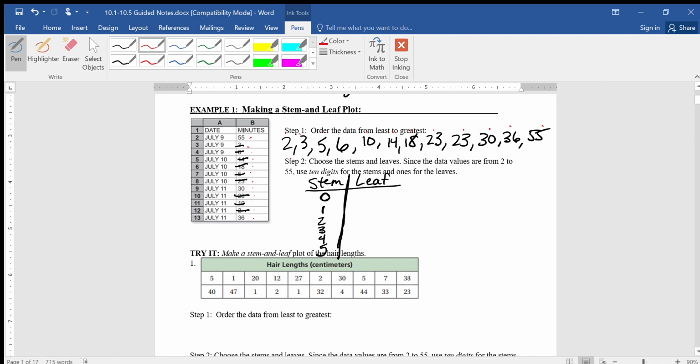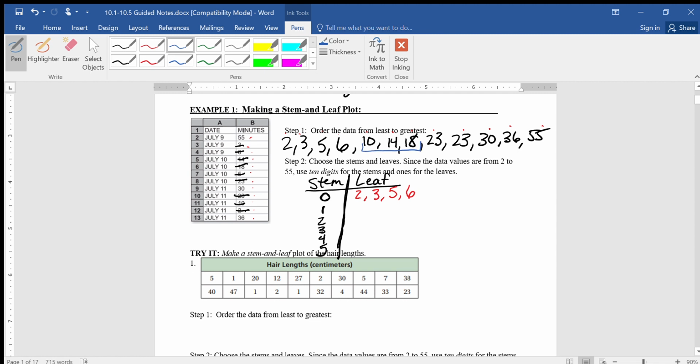So why is it important to write the numbers from least to greatest? Because then it makes the stem and leaf plot that much easier to write out, so we also don't forget any along the way. So our numbers are 2, 3, 5, and 6, because those are all less than 10. When our stem is 1, those are numbers between 10 and 19. So that's 10, 14, and 18.